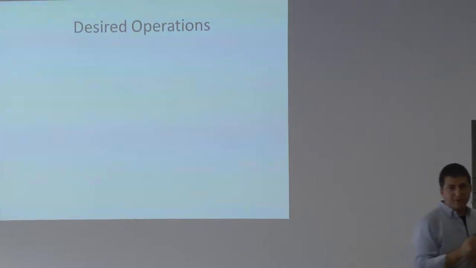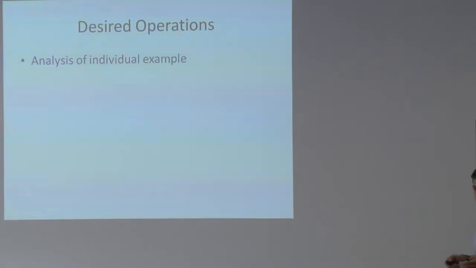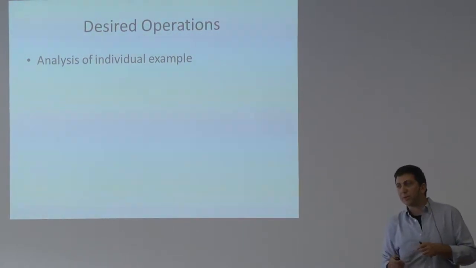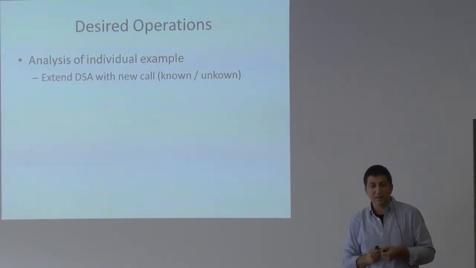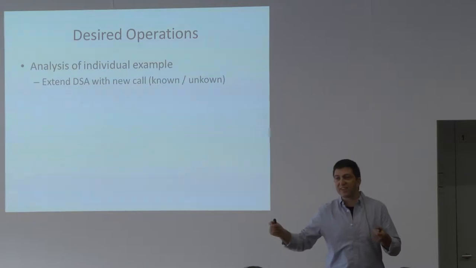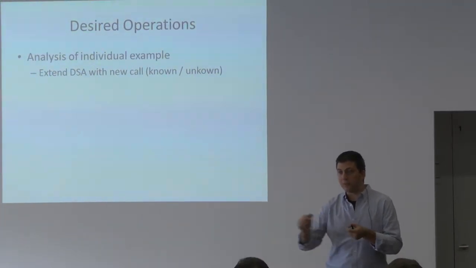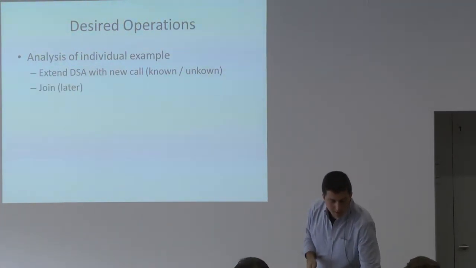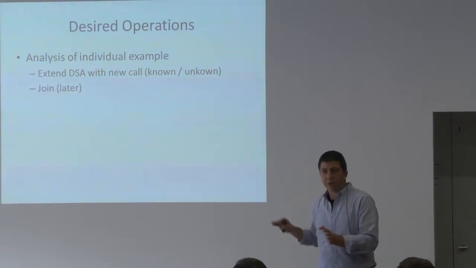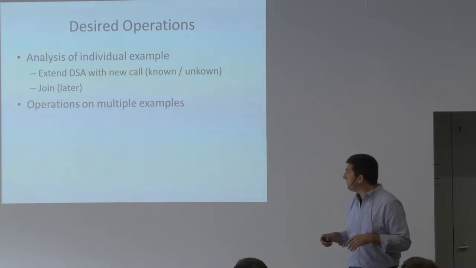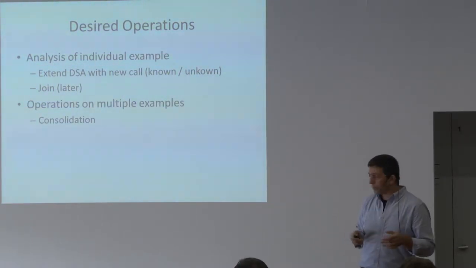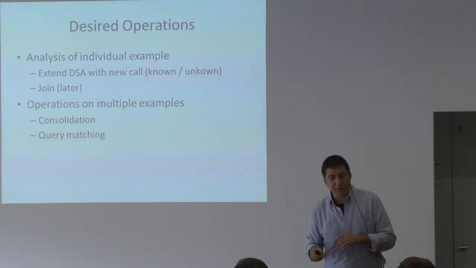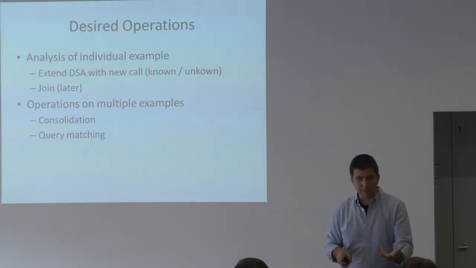And now this is going to be my representation, and I have to define some operations on top of it. I want to define operations that will allow me to analyze an individual example. So I need a way to extend the sequences. I need a way to build these automata gradually. I need to do joins, which I will do later, when I show the abstract domain. And I need to do operations on multiple examples, such as consolidation and query matching, which is the essence of what I'm trying to do.